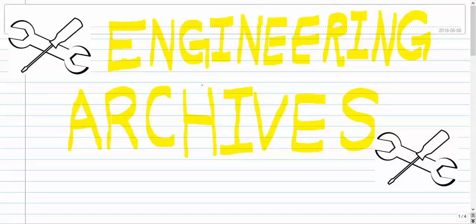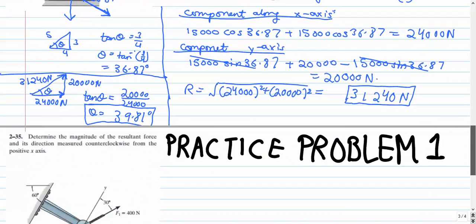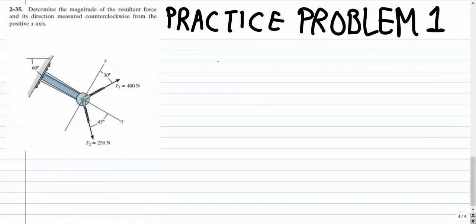Let's look at the first practice problem for the chapter Coplanar Forces. So this practice problem says, determine the magnitude of the resultant force and its direction measured counterclockwise from the positive x-axis.